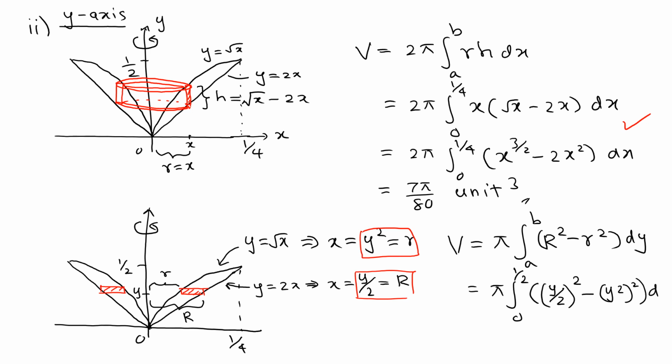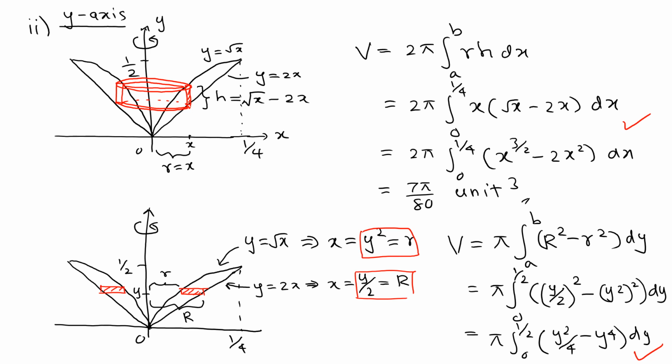You can see this is not that bad. It is pi, y from 0 to 1/2, and you get y squared over 4 minus y to the 4, dy. You can actually simplify this one and you should get the same answer as last time. But if you want to set up the integral, this is the integral you are going to get using the washer method.